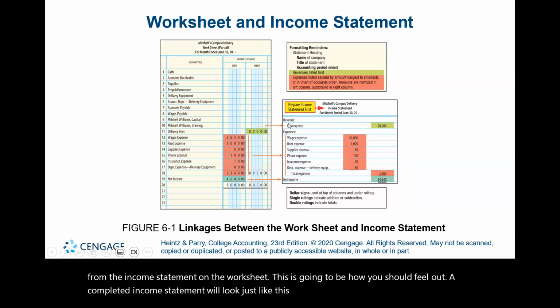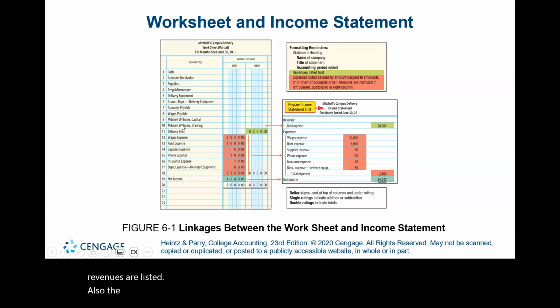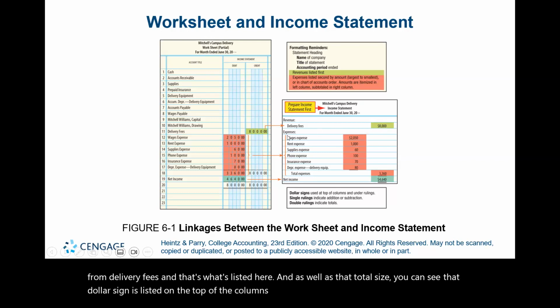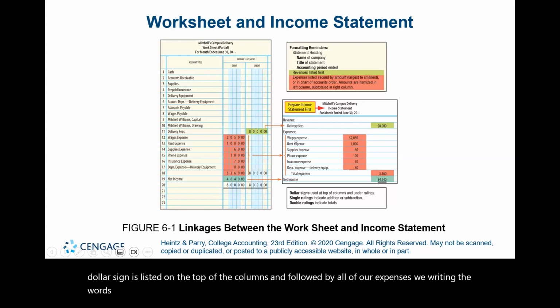As you can see, as I pointed out, your revenues are listed first. So the word revenue is going to be listed, as in this case, the revenues are being generated from delivery fees. And that's what's listed here, as well as that total. As you can see, that $ is listed on the top of the columns, followed by all of our expenses. We write in the word expenses, and under there, we write in all of our expenses.